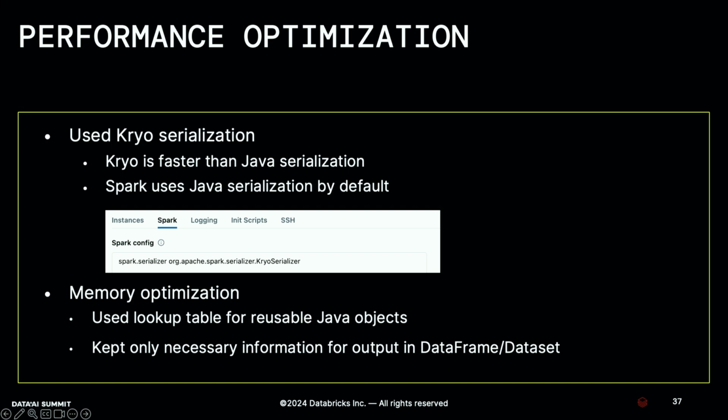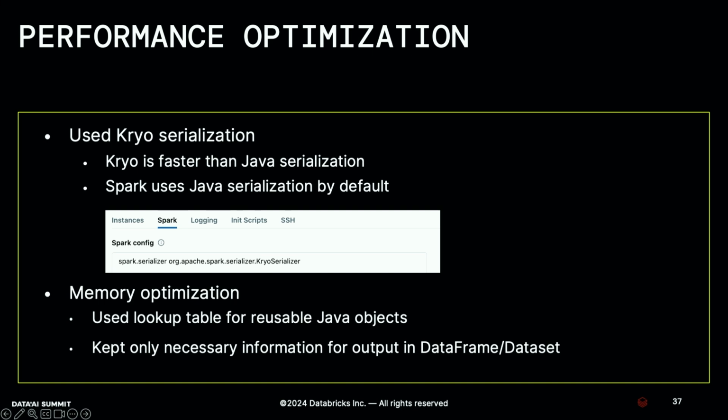We use Kryo serialization. Kryo is significantly faster than Java serialization. Based on a benchmark comparison we did using our own data, Kryo is about 3 times faster than Java serialization on average. By default, Spark uses Java serialization. The screenshot shows how to turn on Kryo serialization on a Databricks cluster.